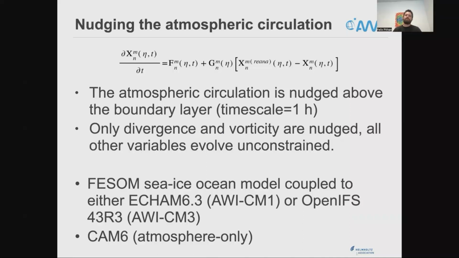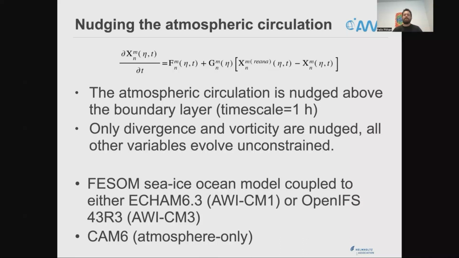Nudging means that we relax, in this case, the atmospheric circulation at each model time step towards the circulation in a reanalysis, ERA5 in this study. We do that only above the boundary layer, to leave the near surface to be freely determined by the model itself. In this setup, we only nudge divergence and vorticity, so all the other variables evolve unconstrained, and the model can actually develop its own biases there.